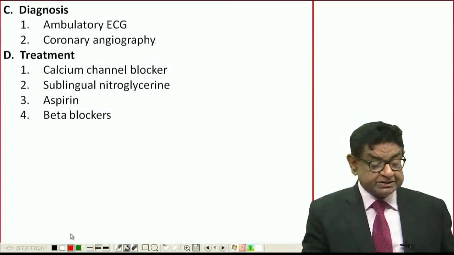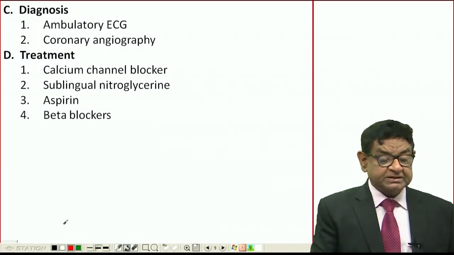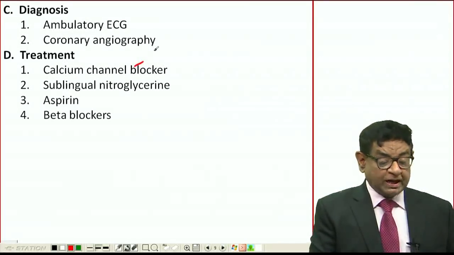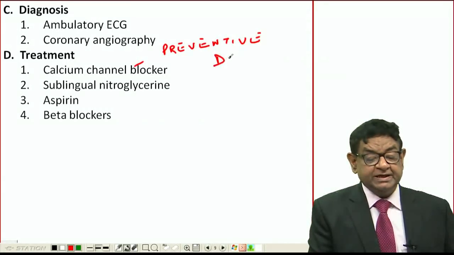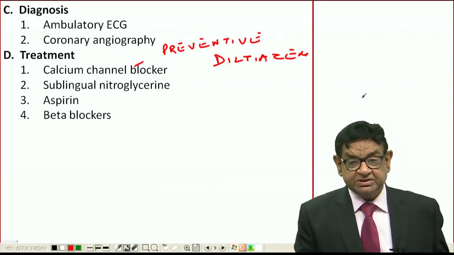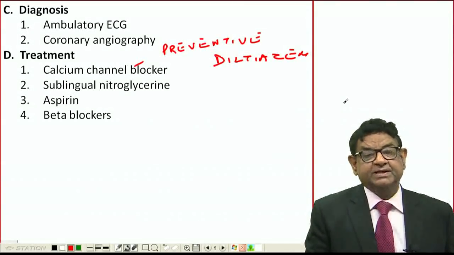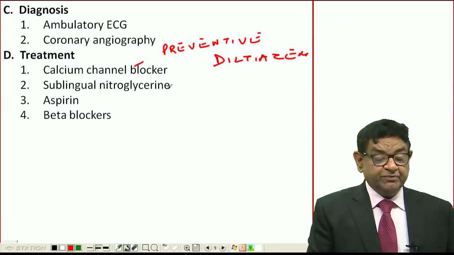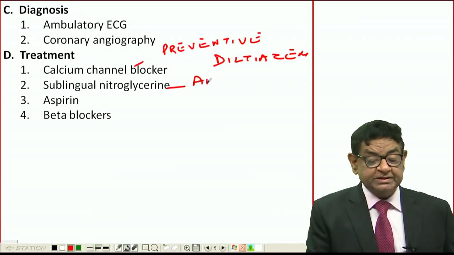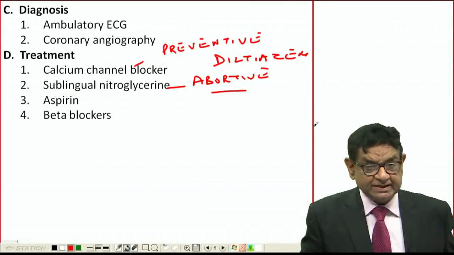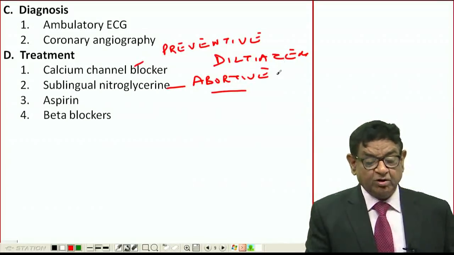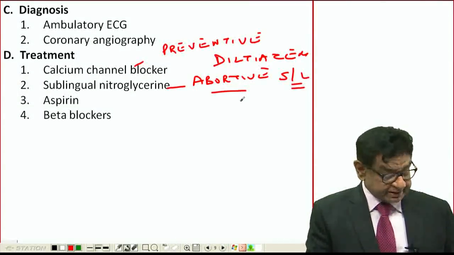Now, how to treat these cases? As far as treatment is concerned, calcium channel blockers are used as a preventive drug. And the best drug is diltiazem. Diltiazem is a first generation calcium channel blocker which has its main action in the coronary artery. But for abortive, we use nitroglycerin. This is if the patient has chest pain. To remove that chest pain, as an abortive, we use nitroglycerin, and normally sublingual nitroglycerin is used.